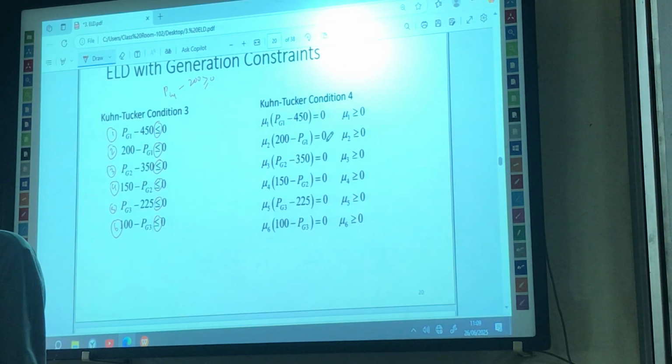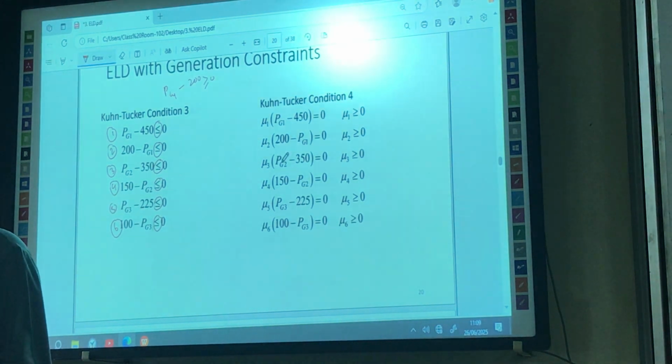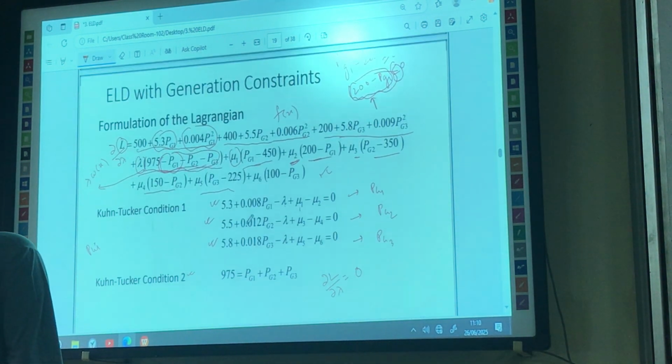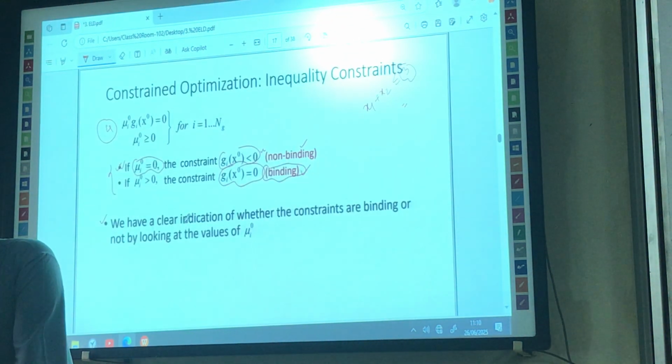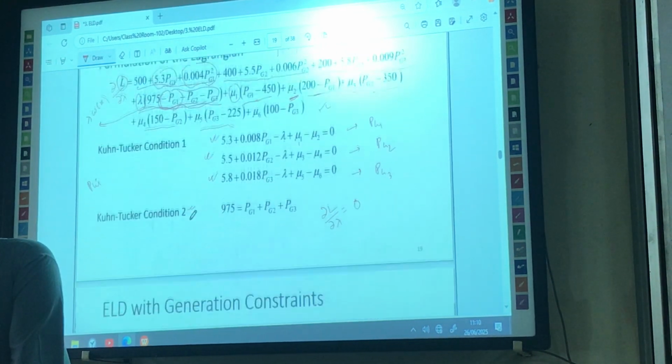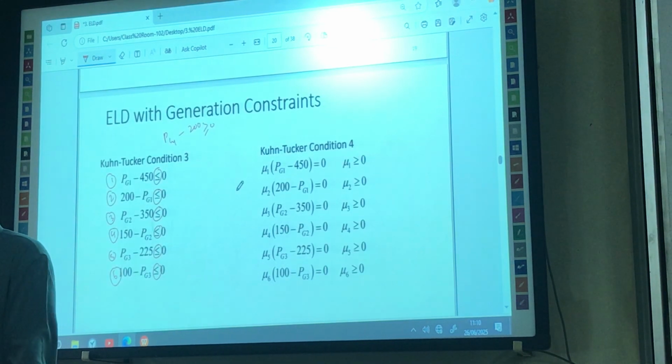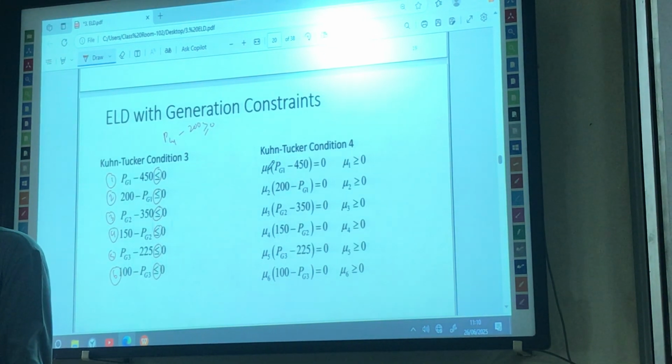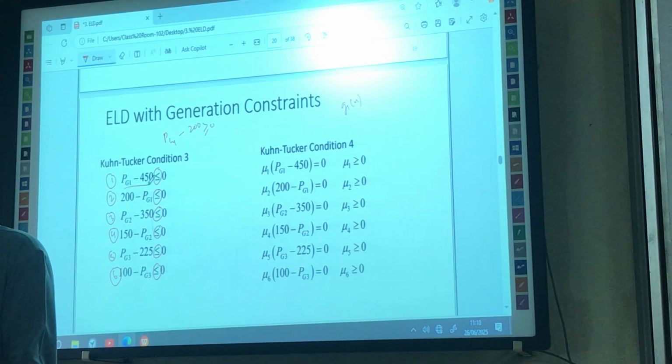Now the condition number 4. Okay. So what is the condition number 4? Look, it is mu i multiplied by gi of x equals to 0, when mu i is greater than or equal to 0, right? So there will be again 6 equations, right? So for the first one, it will be mu1 multiplied by g1 of x. This thing is our g1 of x, equals to 0. And mu1 should be higher than or equal to 0.